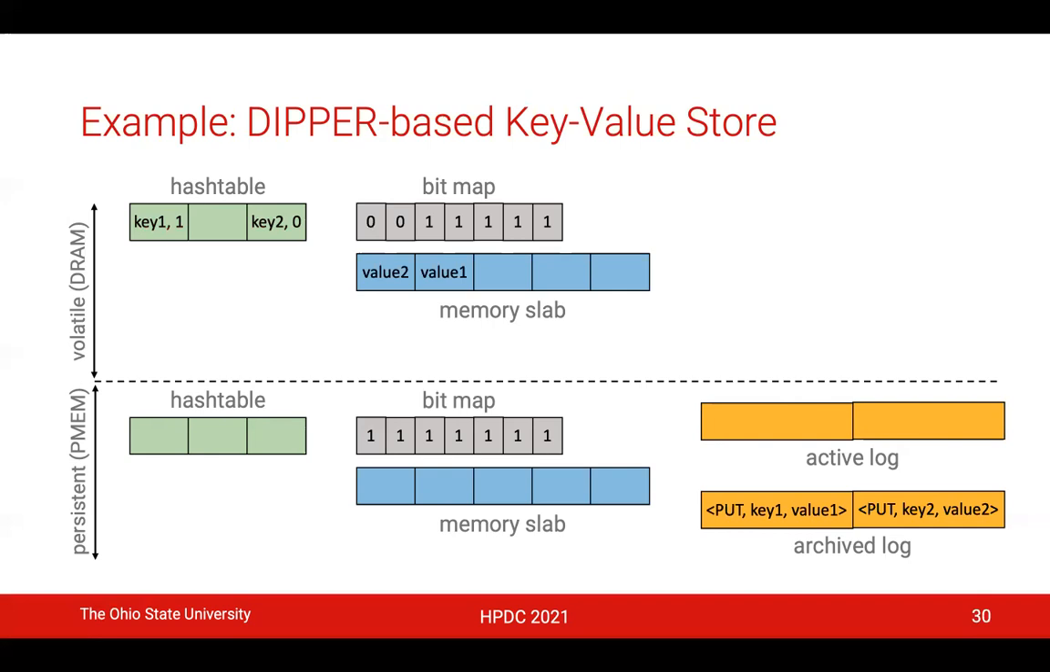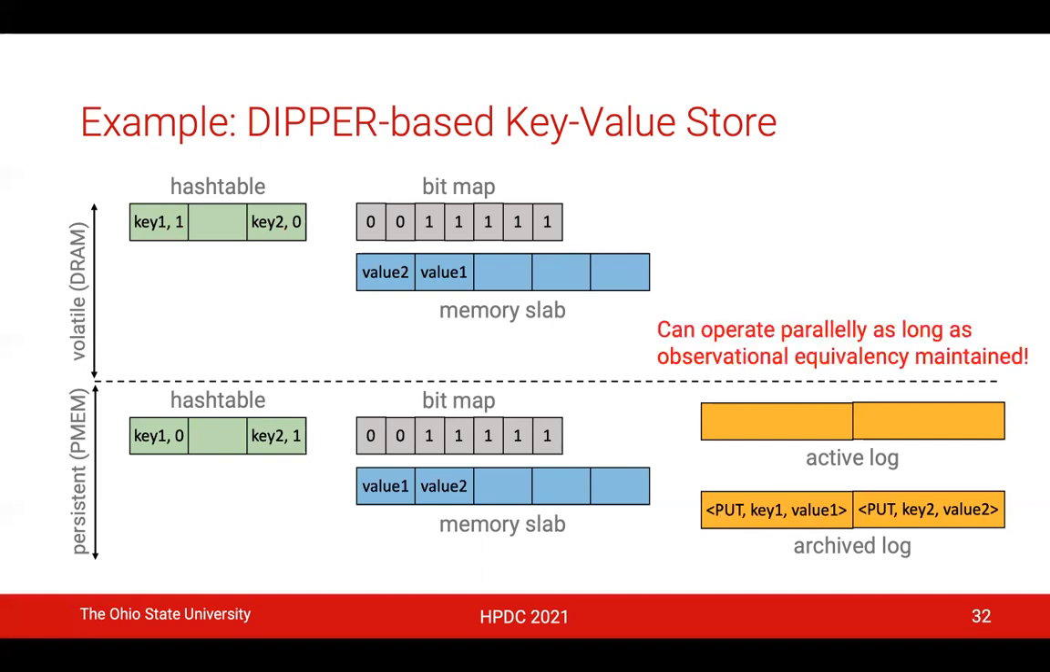Now, when we apply these operations to the backend, we may apply these operations in a different order. So once we're done applying, we can see that the internal states of the data structures in the volatile and persistent levels are not exactly the same. However, the observable state, which is through get operations, is the same for both the front end and back end. So this guarantee allows parallelism while preserving correctness. So we can operate in parallel as long as the observational equivalence property is maintained.